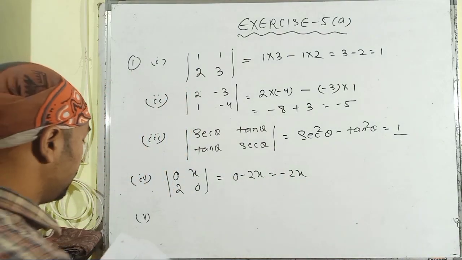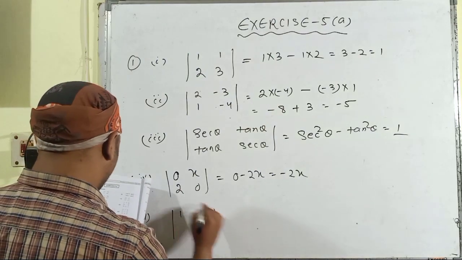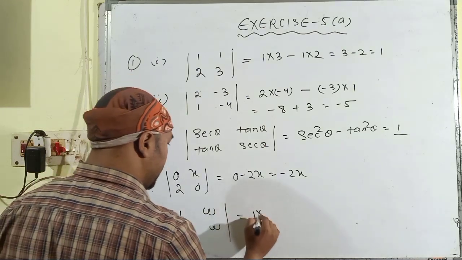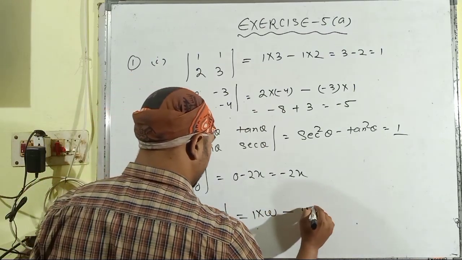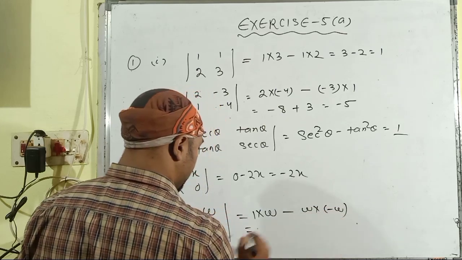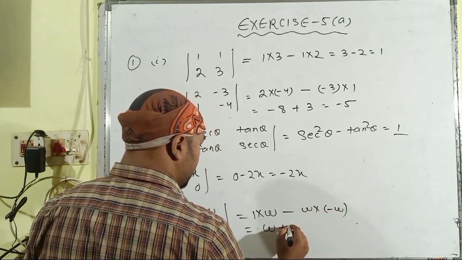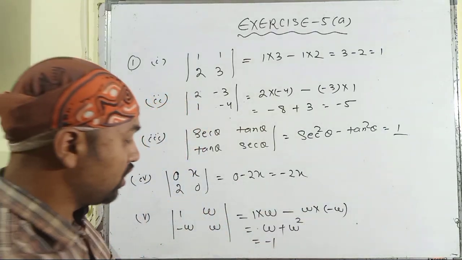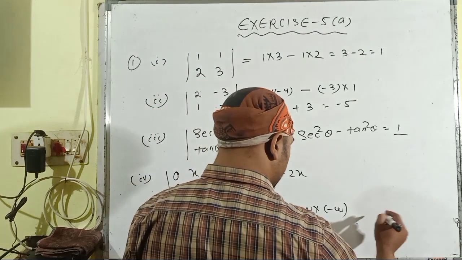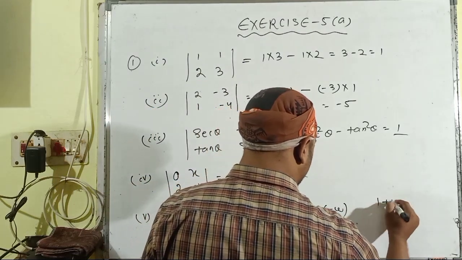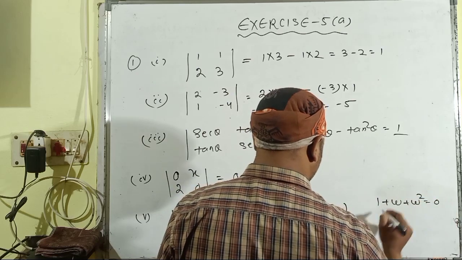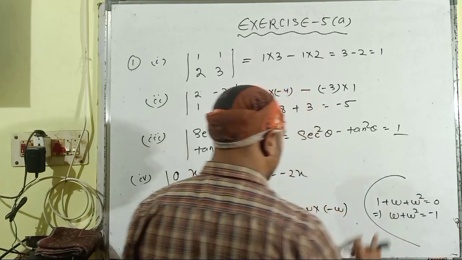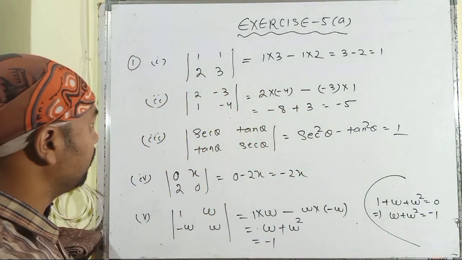The next one is here. Determinant of 1, omega, minus omega. Then this is 1 multiplied with omega minus omega multiplied with minus omega, and here it is omega plus omega square, and that is equal to minus 1 according to the properties of the imaginary unit and cube root of unity, because we know that 1 plus omega plus omega square is equal to 0, hence the value of omega plus omega square will be equal to minus 1. It is of the chapter complex number.